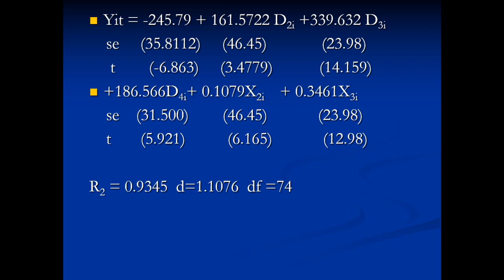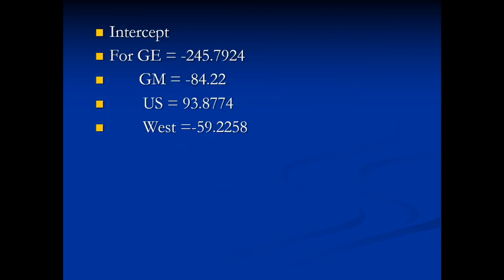So if you plot the regression, you will have parallel lines, because the slope is the same but the intercept is different. The intercept is different for the four companies and you will have the regression for the four companies plotted as separate lines. I hope you understood. And see, the R square has improved and the D statistic has also improved. So when you work it out for General Electric, the intercept is minus 245.79. For GM, it is minus 84.22. For US Steel, it is 93.87. And for Westinghouse, it is minus 59.22.